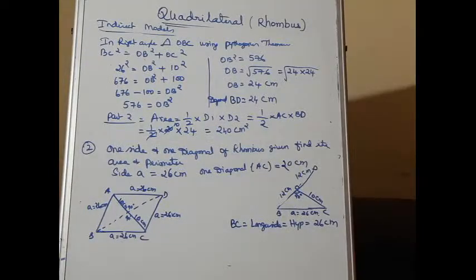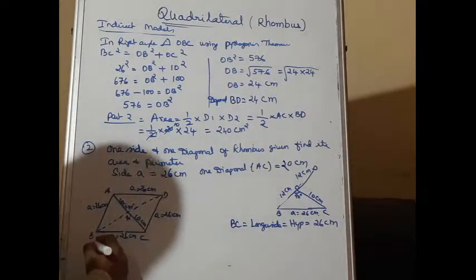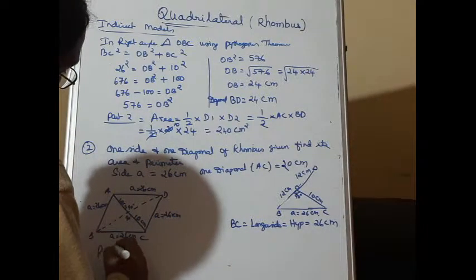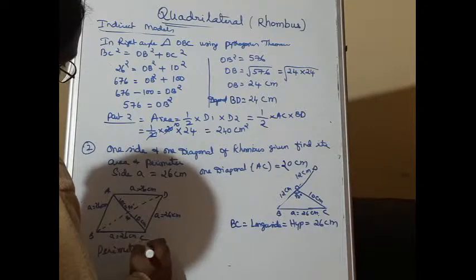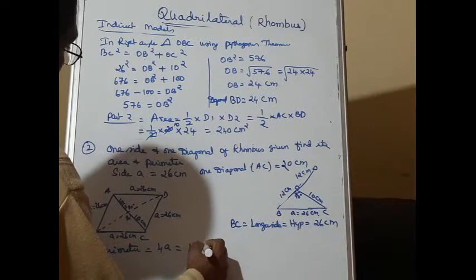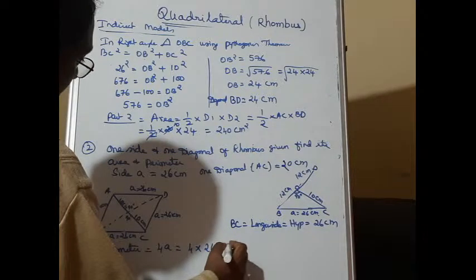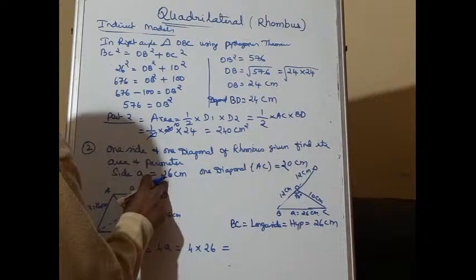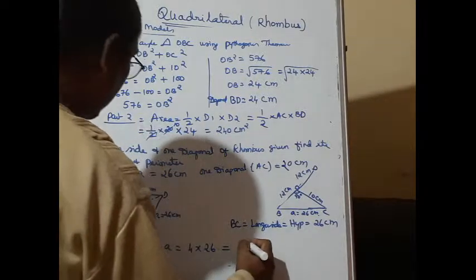Perimeter equal to 4A. A they are given already. Four into 10. A is how much? Sorry, correct. You are correct.